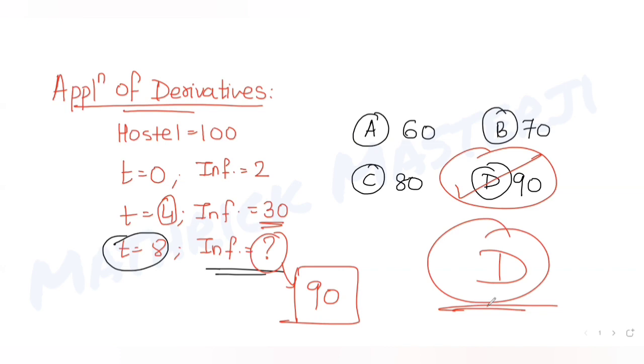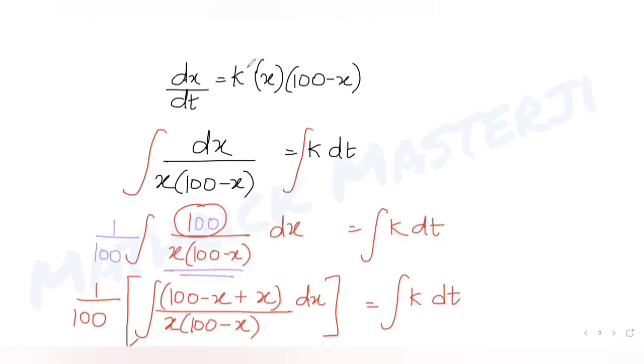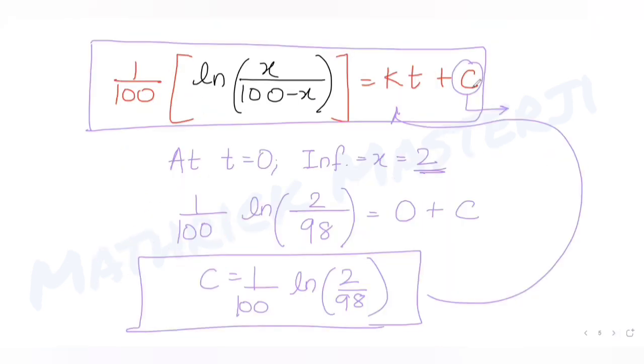I hope you have understood how to solve this type of questions which deals with the ideas of application of derivatives. So we just use that idea of application of derivatives to find the rate of infection, and then it was given directly proportional to the product of the number of infected students and the number of non-infected students. Then I removed the proportionality sign, so I got a constant of proportionality. And then using the idea of differential equations, we separated the variables and integrated it. So we get our solution of the differential equation in terms of this.